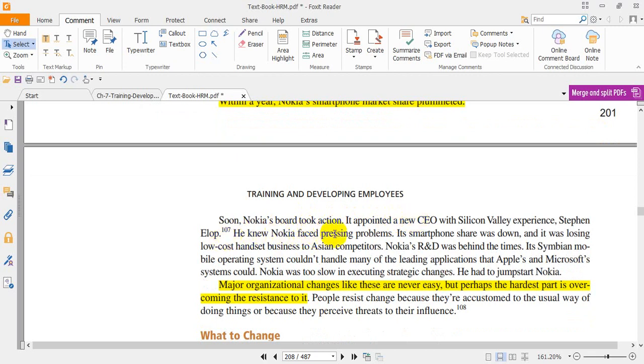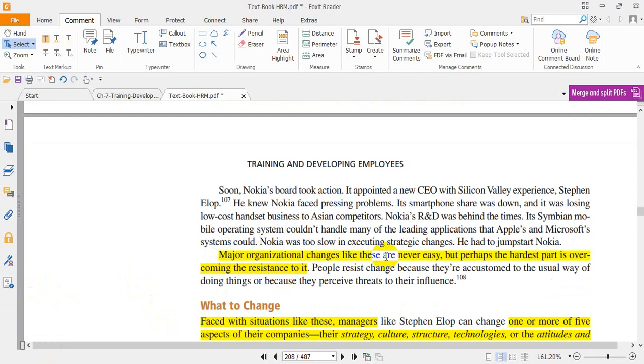He knew Nokia faced pressing problems. Its smartphone share was down, and it was losing low-cost handset business to Asian competitors. Nokia's research and development was behind the times. Okay, so major organizational changes like these are never easy. In Nokia's case, the major organizational changes like these are never easy.